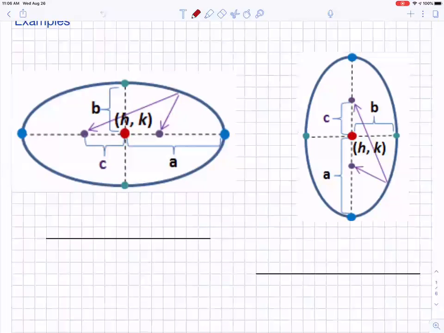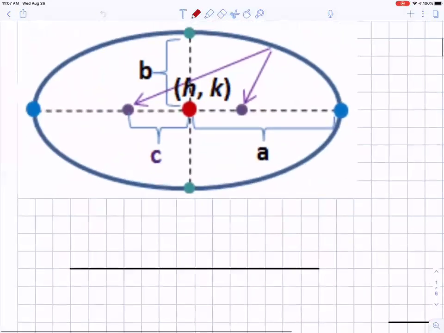Now, you've got your overview out, I would assume. Talk to me about some equations here, the standard equation. So let's get the standard equation for the first ellipse. What is the standard equation for the first guy?